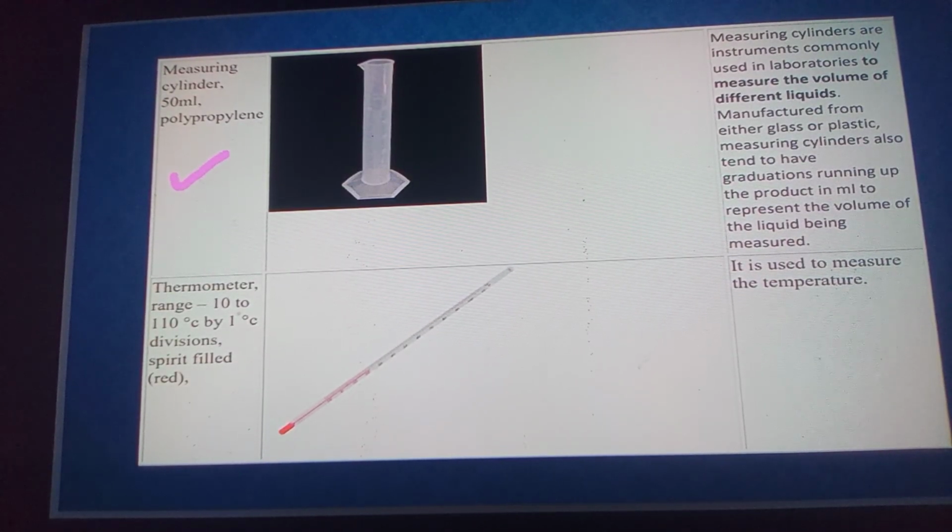Measuring cylinder. Measuring cylinders are instruments commonly used in laboratories to measure the volume of different liquids. Manufactured from either glass or plastic, measuring cylinders also tend to have graduations running up the product in milliliters to represent the volume of the liquid being measured.